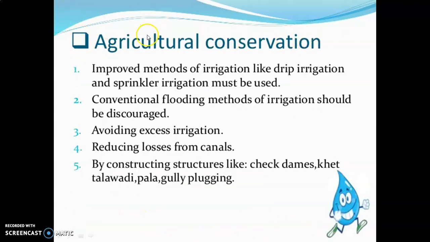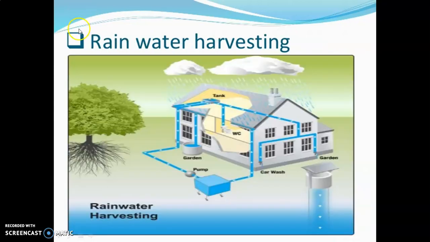Agriculture conservation: improved methods of irrigation like drip irrigation and sprinkler irrigation must be used. Conventional flooding methods of irrigation should be discouraged. Avoid excess irrigation and reduce the losses from the canals by constructing structures like check dams, khet talwadi, pala, gully plugging. Rainwater harvesting: see, rainwater harvesting is done like this.